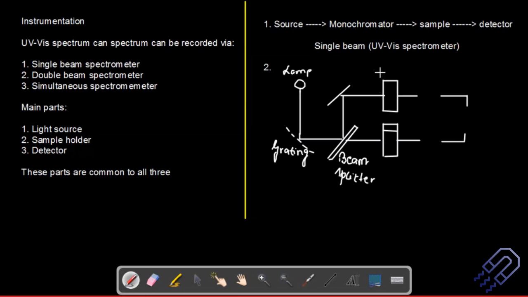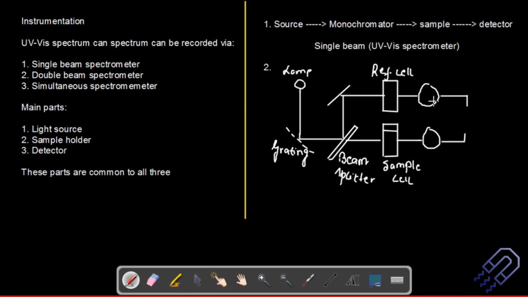Then this will be the reference cell. This is basically called the reference cell. I'm not going to show you the writing part. I think it's easy, but you should be able to write it down on your own. It should not be very complicated. And this is the sample cell. And then you have detectors. Let's say this is a detector here, and this is another detector.